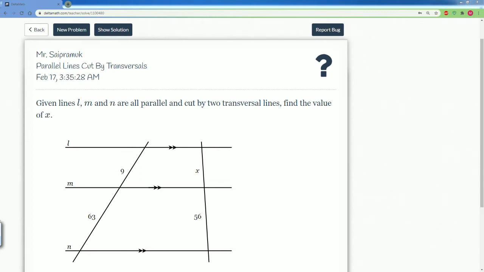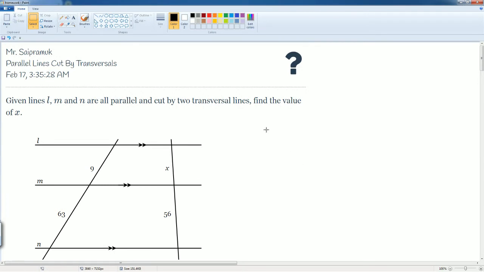This is covering parallel lines cut by the transversal, which is the same thing as three parallel lines. Given lines L, M, and N are all parallel, they're cut by two transversal lines. Now they're asking you to find X. So it's like from before, you have to just set up the proportions to solve for this. So let's check it out.